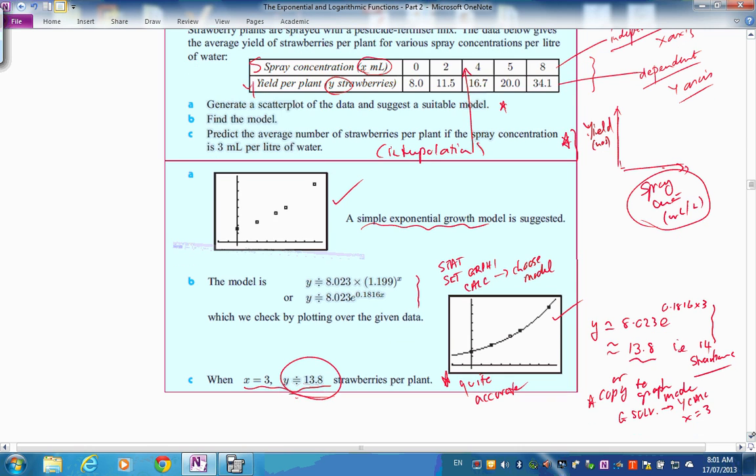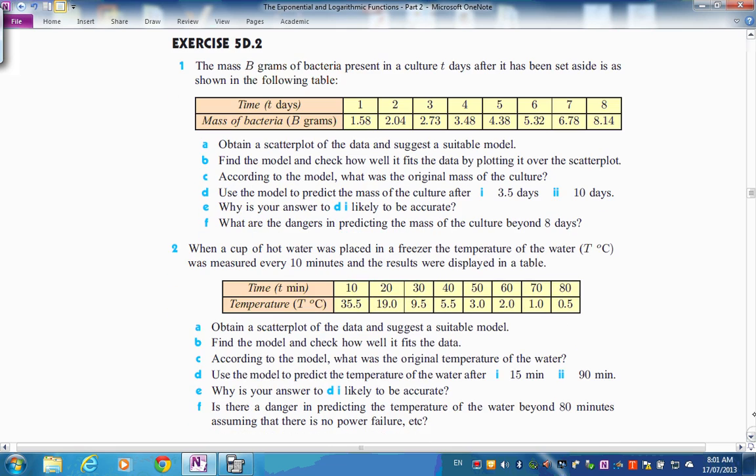Okay, let's have a look at some then. And here we have one here. Mass B grams of bacteria. So here again, defining the variables, mass of bacteria, B grams, and so on, and then asking you to fit a model to the data using the calculator. Use the model to predict the mass of the culture after 3.5 days and 10 days. Is your answer to D part 1 likely to be accurate?